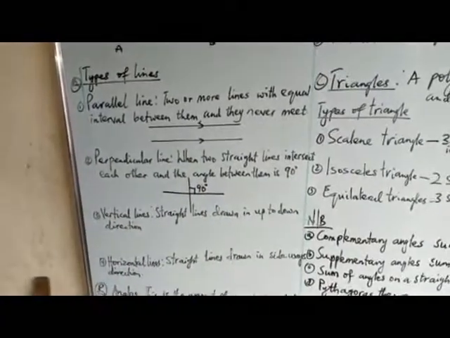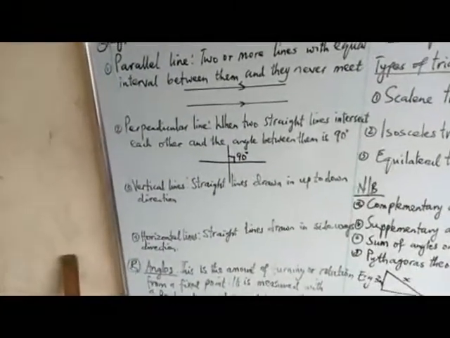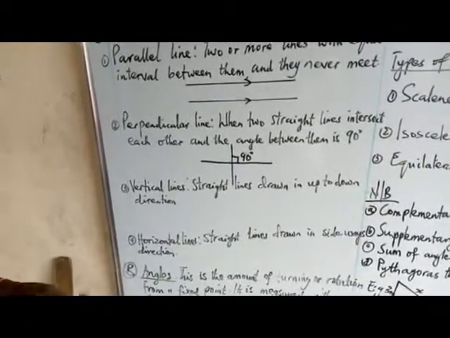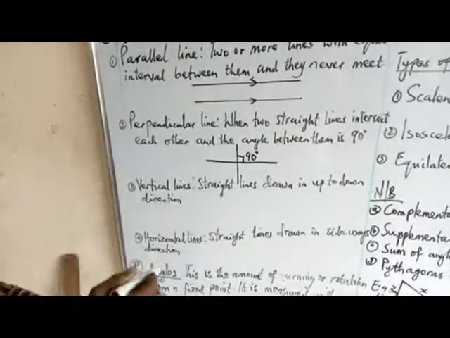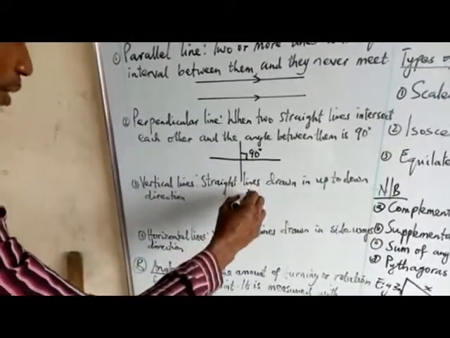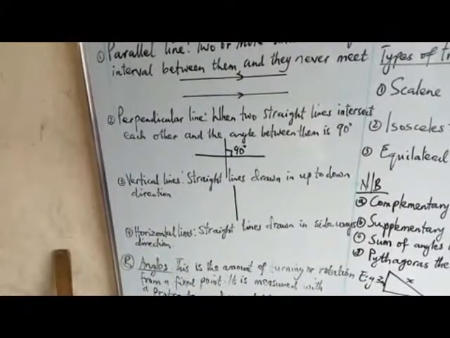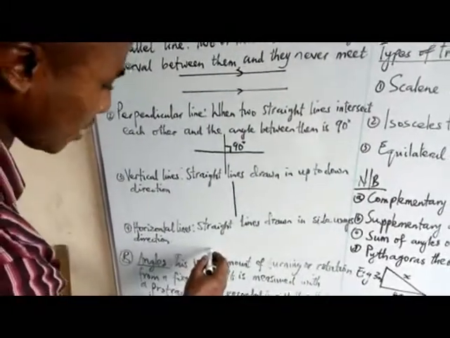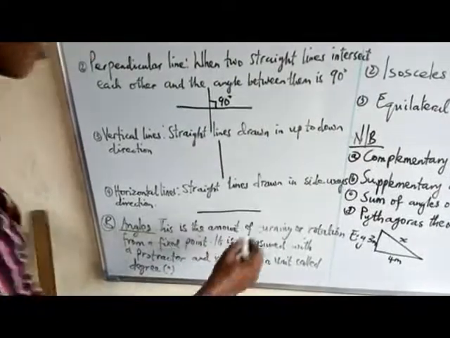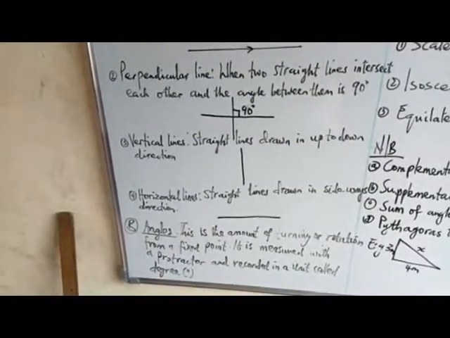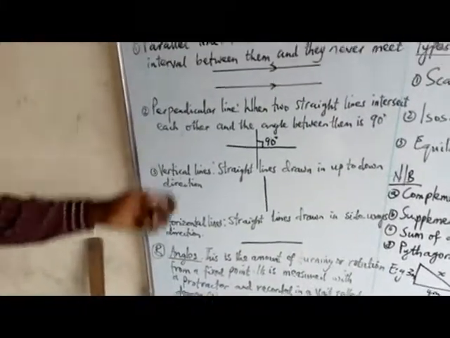Then the next type of line is very simple, which we have already known, the vertical line. It's a line that is drawn up to down. If I draw a line from up down, that is a vertical line, while the next line, which is drawn sideways, is the horizontal line. Now, these are the types of lines that we have.